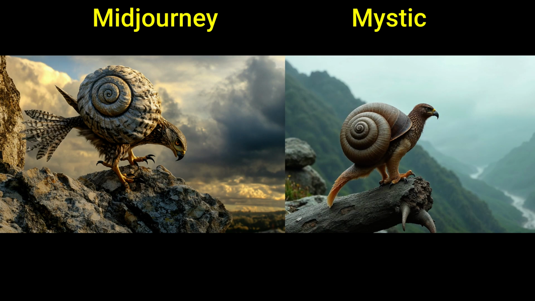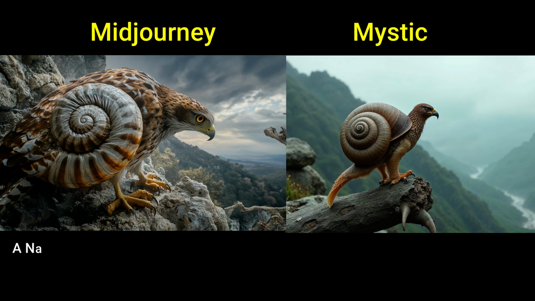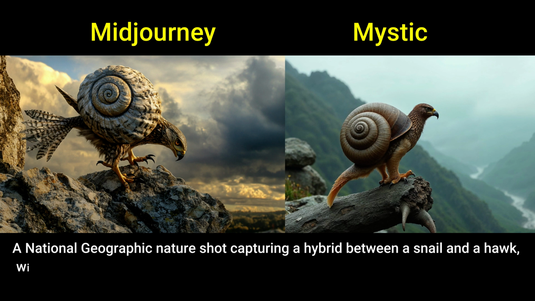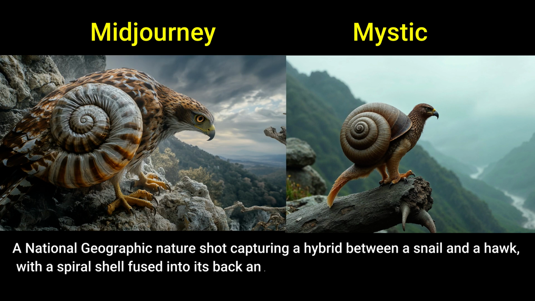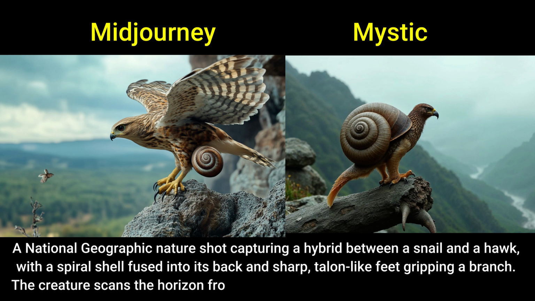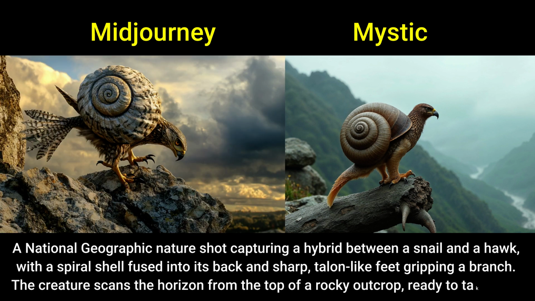All right, staying on the hybrid topic, this prompt is supposed to produce a hybrid between a snail and a hawk. It does specify that the snail shell should be infused in the hawk's back. Some of the images from Midjourney show the shell as being on top of or attached to the hawk rather than being infused. The one image that shows the shell as being infused shows the hawk as looking down rather than scanning the horizon. But when it comes to the Mystic image, it shows the shell as being infused, and it also shows the hawk as scanning around as described in the prompt.